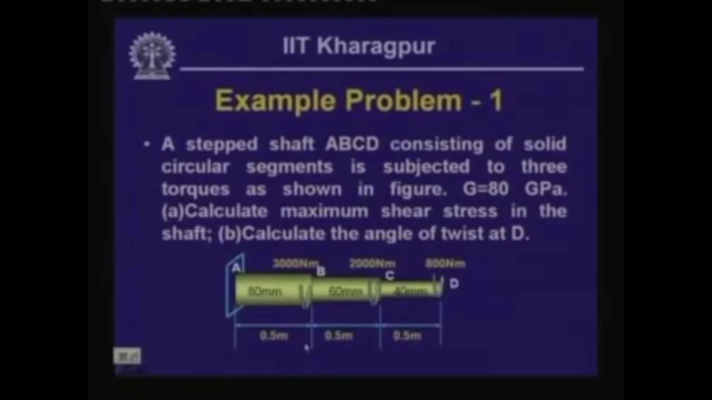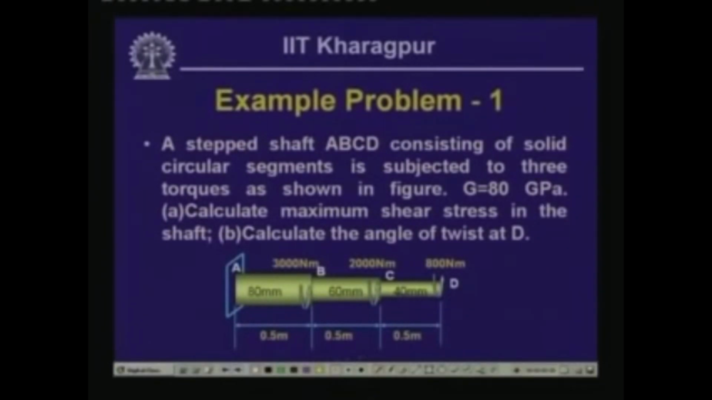Well, now let us look into some of the examples. In fact, these are the examples which I had mentioned last time and asked you to look into. I am sure you have done this. Now, in this, a stepped shaft ABCD consists of solid circular segments. There are 3 segments over here, the diameters of which are given here. This is 80 millimeter, this is 60 millimeter, and this is 40 millimeter.